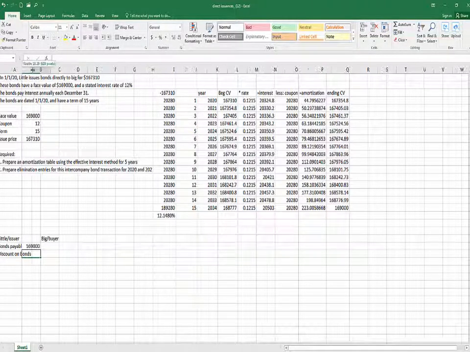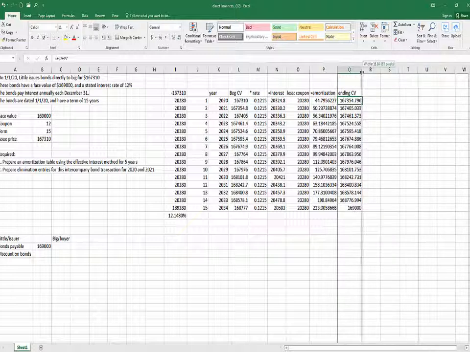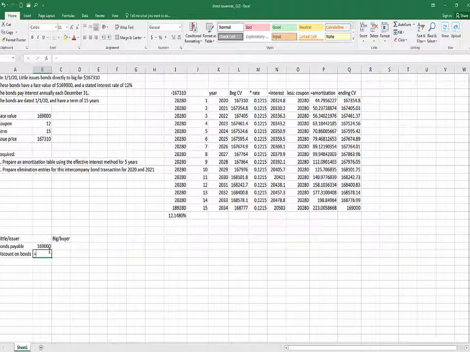Now, the discount on bonds, we're looking at end of year values. Again, we're asking ourselves, what ledger balances do the companies have at the end of the year that need to be eliminated? At the end of the year, the carrying value is 167,354.80. If there's a face value of 169, that means the discount is the difference between the face value and the carrying value, or 1,645.20. And the issuer has interest expense, pulling it right off the table, 20,324.80.